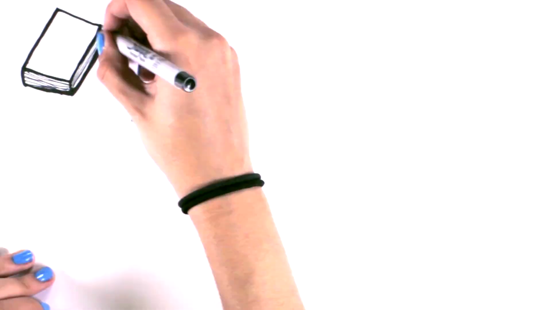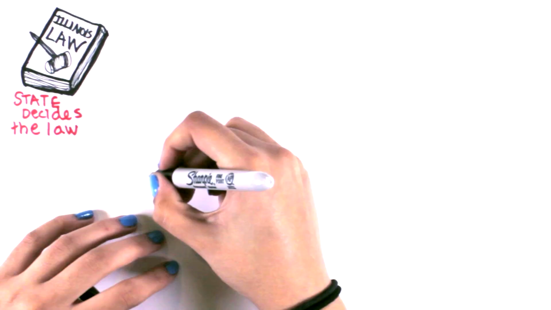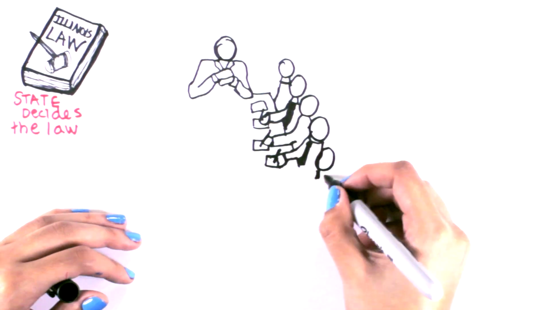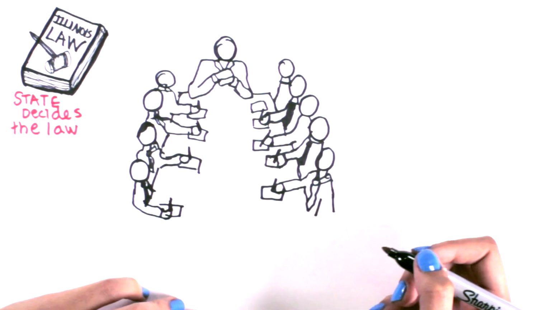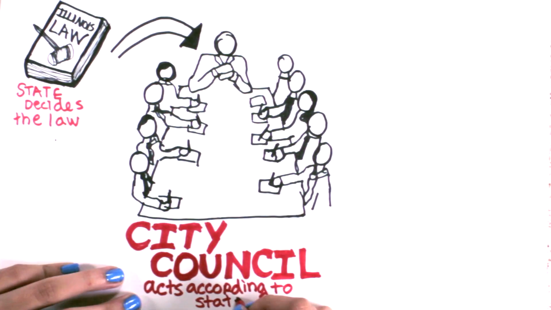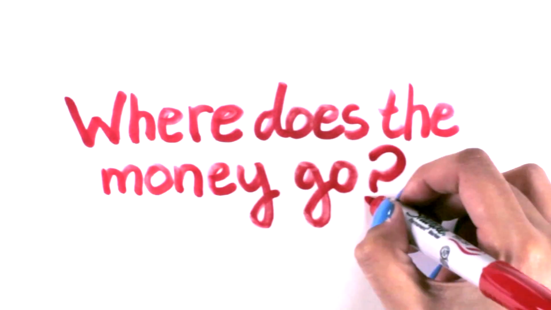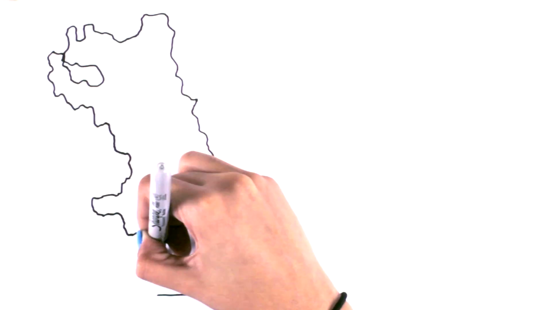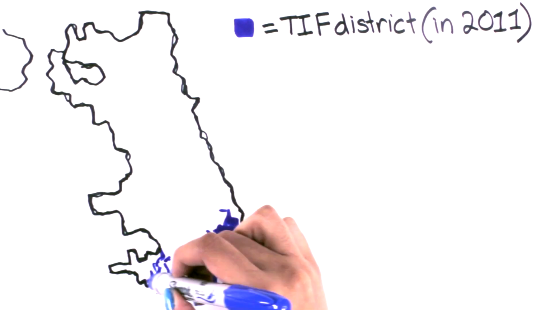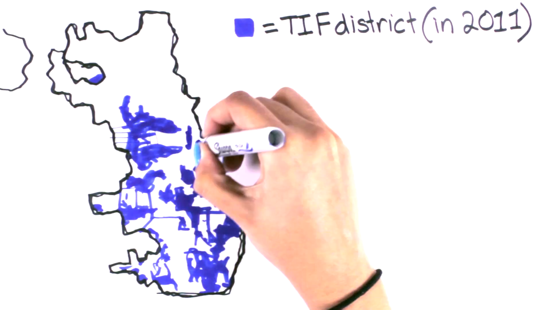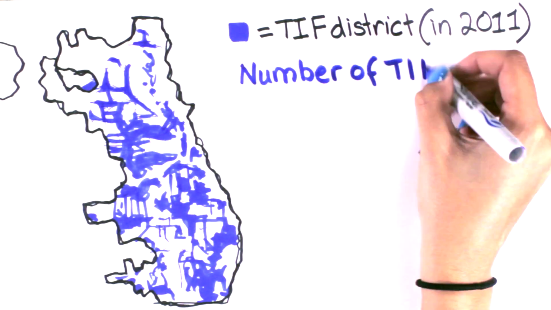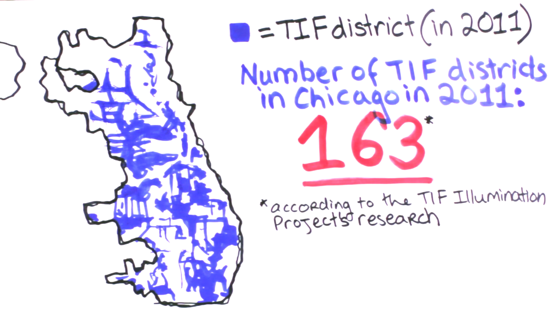The state of Illinois creates the legislation that allows for TIFs, but the districts are designated by municipalities. In Chicago, that means the city council decides which areas should get TIFs. TIFs come and go. Chicago City Council creates them, then they expire. They're either renewed or the council creates new ones. Here are the districts that existed in Chicago as of 2011.